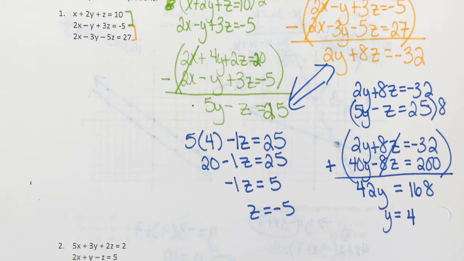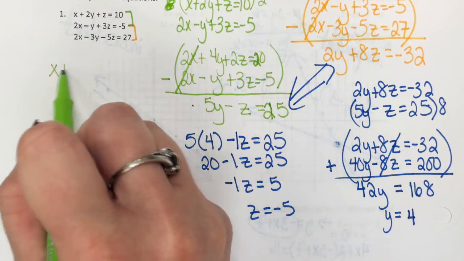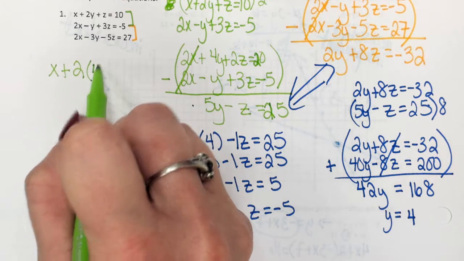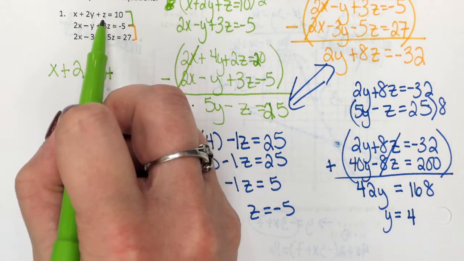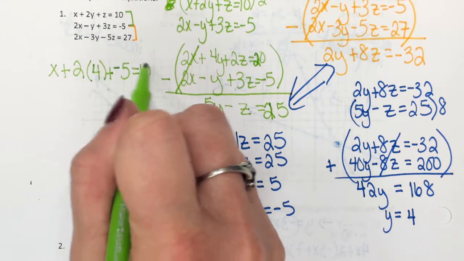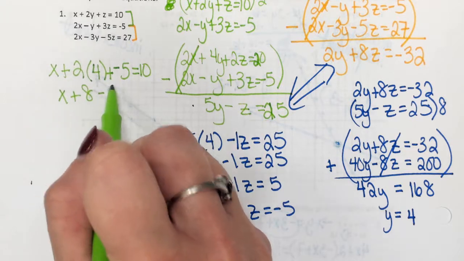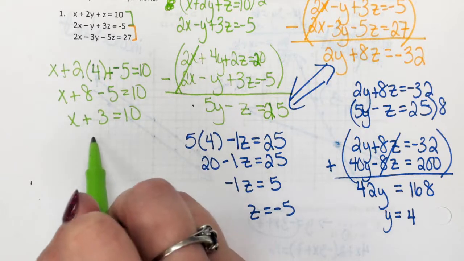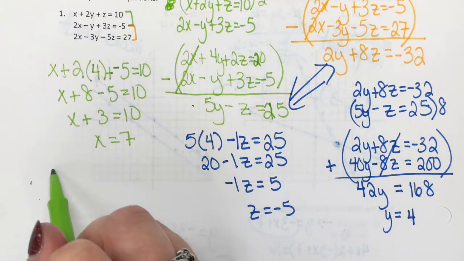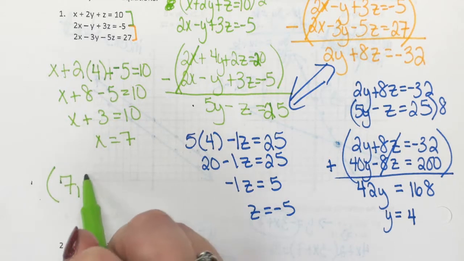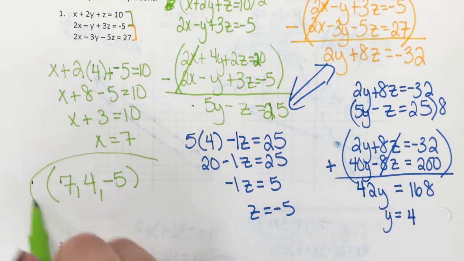And then we have one more step because I have one more letter. Which one do I need to plug it into? Probably the top one, right? So there'd be 2 times, what was y? 4 plus, what was z? -5, so it really should be -5, and then equals 10. 8 minus 5 equals 10. x plus 3 equals 10. Subtract. And I need an ordered triple. 4 and negative 5. Beautiful.